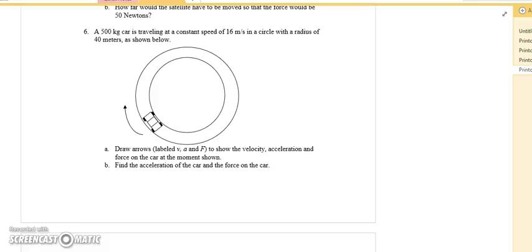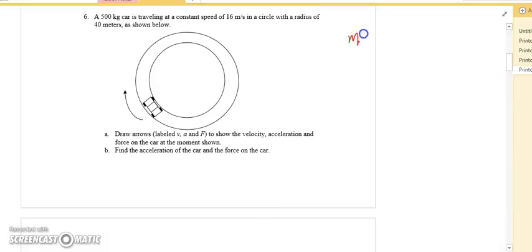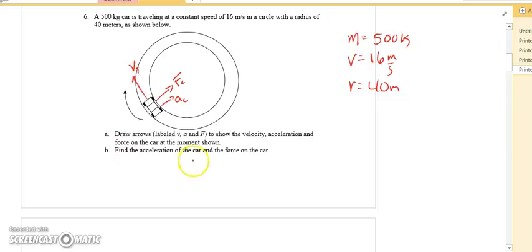Question 6 here, a 500 kilogram car is traveling at a constant speed of 16 meters per second and a radius of 40 meters. So it says draw arrows for velocity, acceleration, force. So the centripetal force is in this direction. The centripetal acceleration is in this direction. And the velocity is in this direction here, and that's just like your tangential velocity. Find the acceleration of the car and the force on the car.